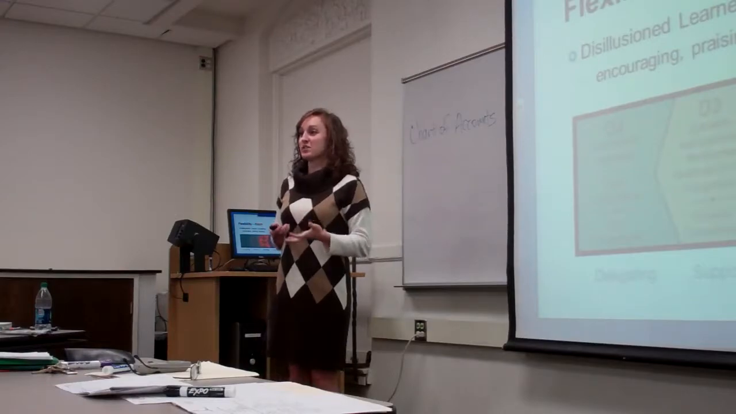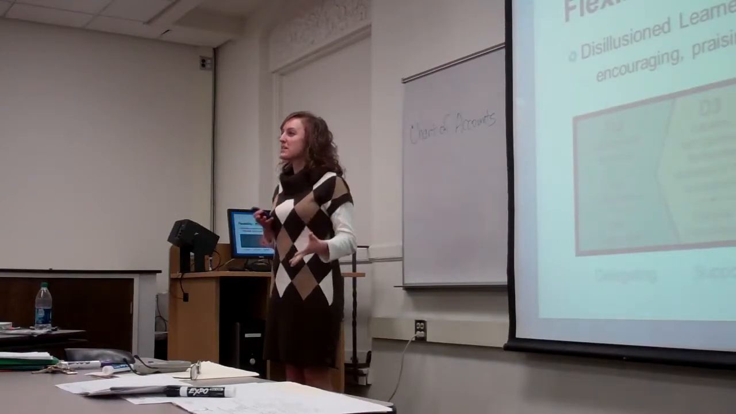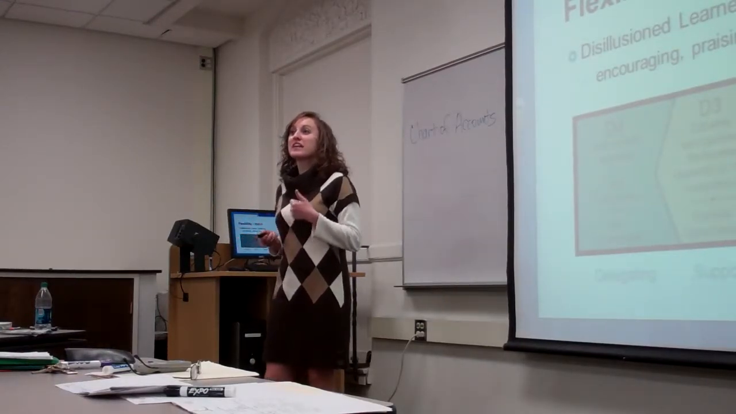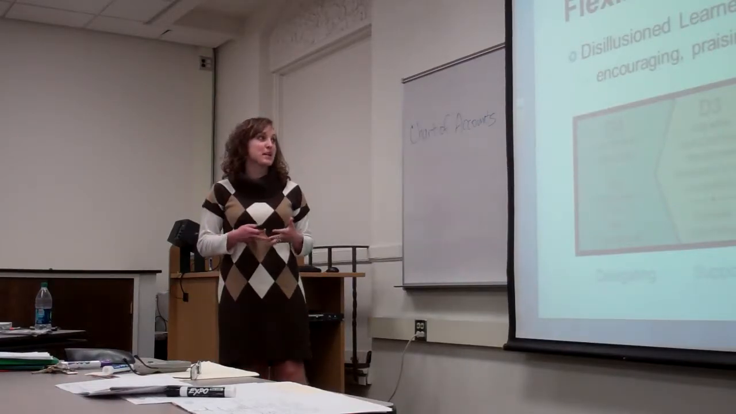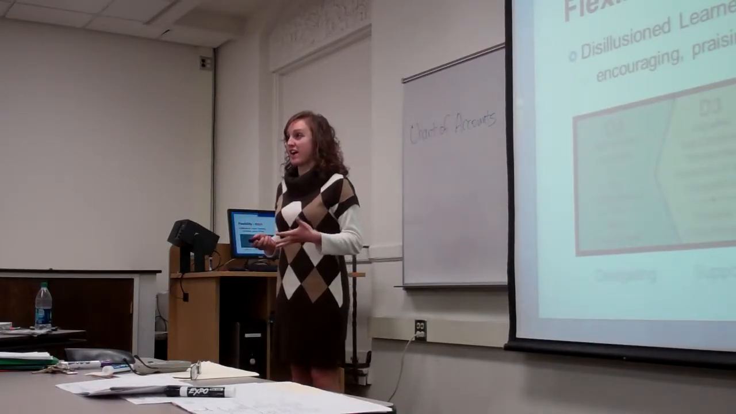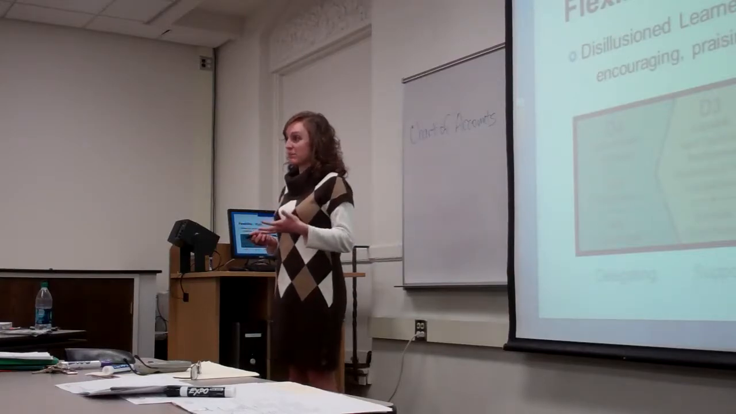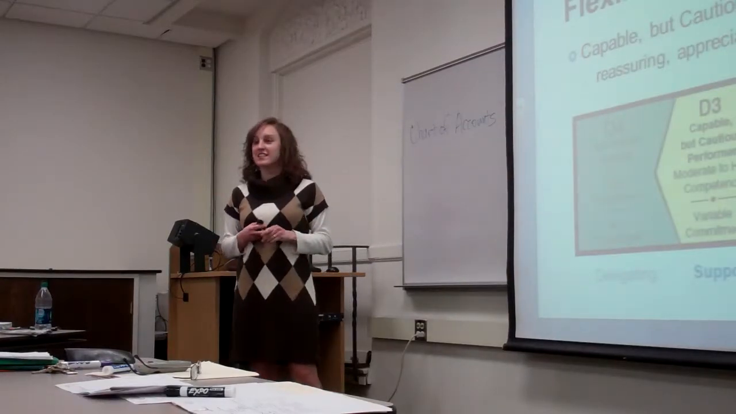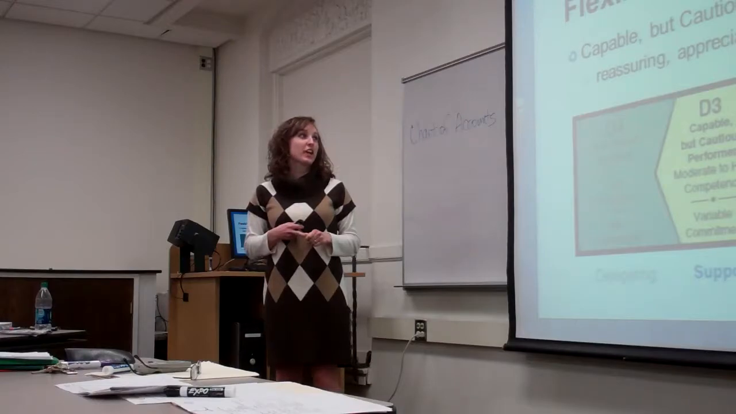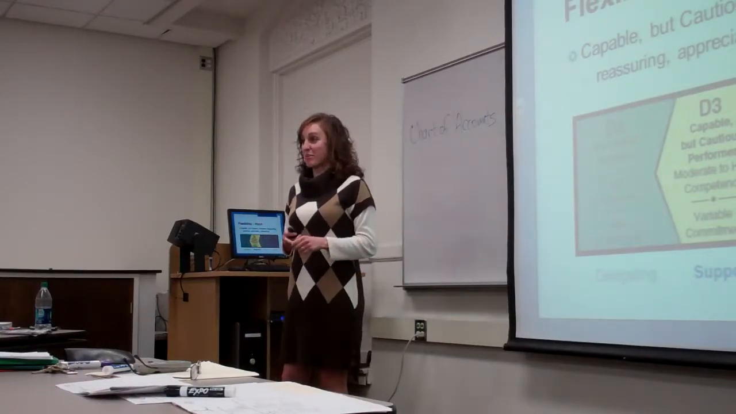The next, for the disillusioned learner, again, they have some experience doing the task, but they need direction, they need encouragement, praising, they need you to clarify the task for them so they can complete it. The next is the capable but cautious learner, and they need supporting from their leader.